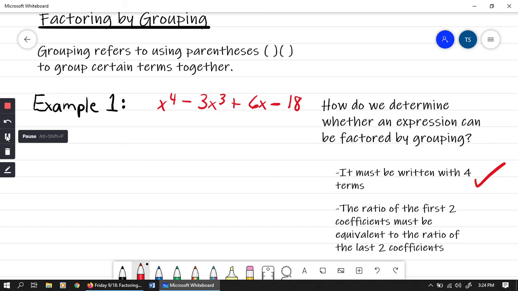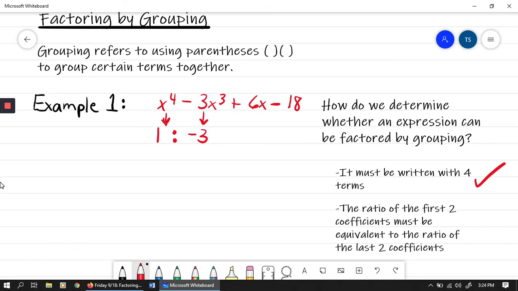For those who may be wondering, okay, I slightly remember hearing the word ratio, but you're going to have to remind me, what's a ratio again? And what do you mean by the ratio of the first 2 coefficients? Well, I'm glad you asked. The first 2 coefficients are 1 and -3, right? That coefficient there is 1. This coefficient is -3. The ratio there would be 1 to -3.